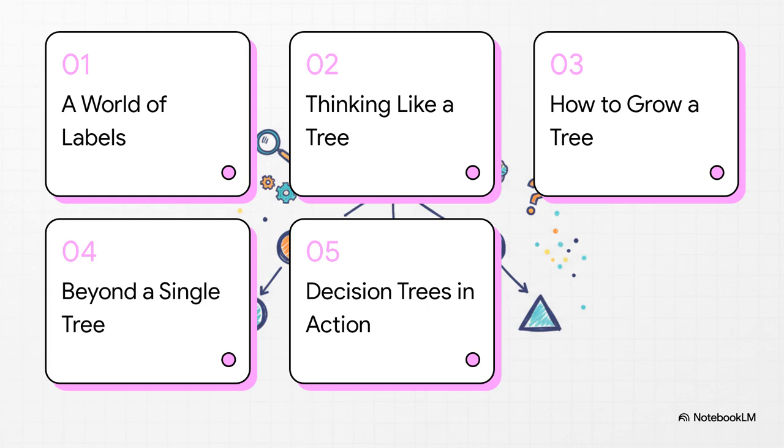So here's our game plan. First, we'll look at the basic problem. We live in a world that's just full of labels. Then we'll get into how to think like a tree, and even how they're grown from data. After that, we'll see why a whole forest can be way better than just one tree. And finally, we'll see all of this in action, solving some pretty amazing real-world biological mysteries.